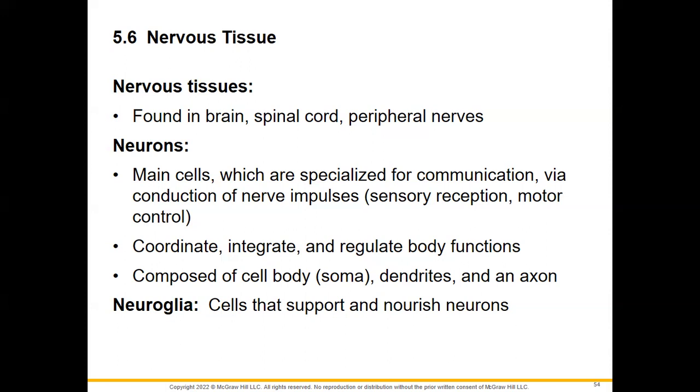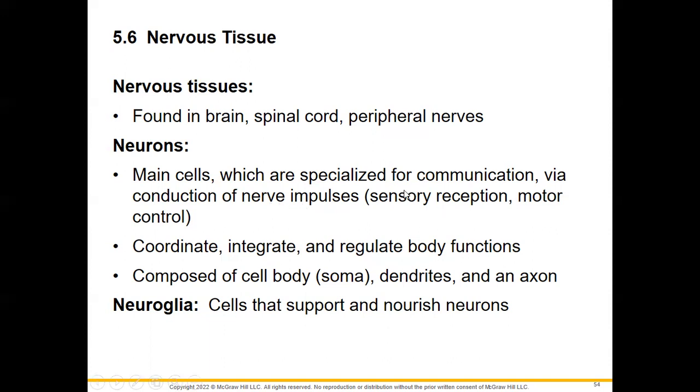So think about the wiring in the walls of your home, of the school, of your room. Those wires send electricity, electrical impulses, to tell whatever is plugged into those sockets what to do. The same idea occurs with your nervous cells. So these cells are going to conduct these nerve impulses, these electrical impulses that tell other structures what to do.